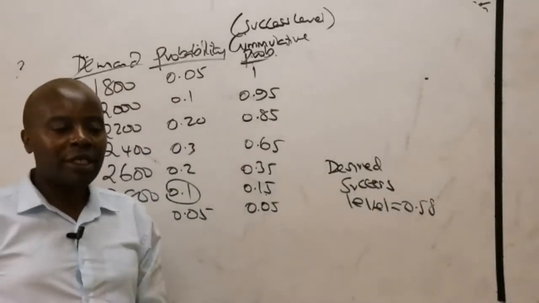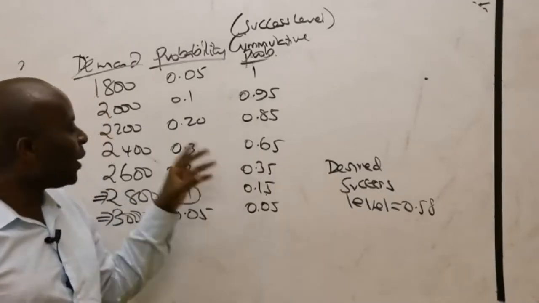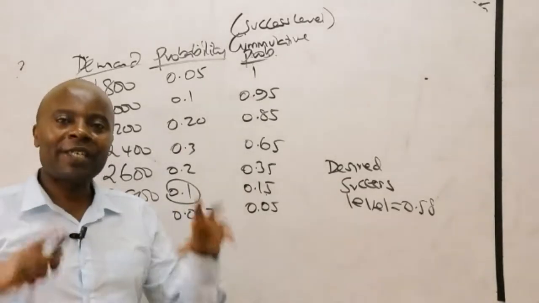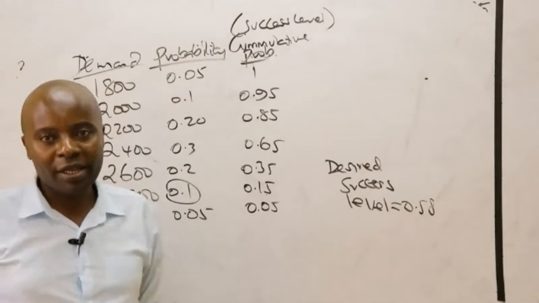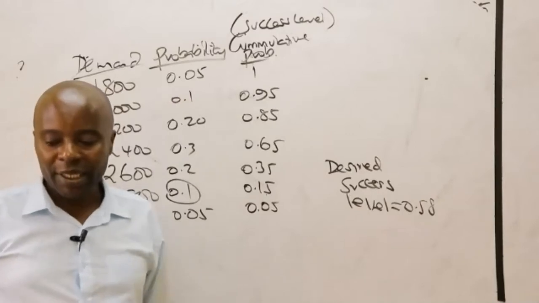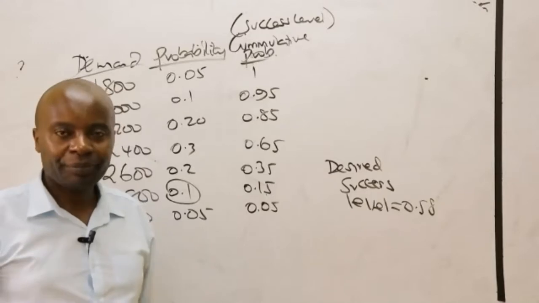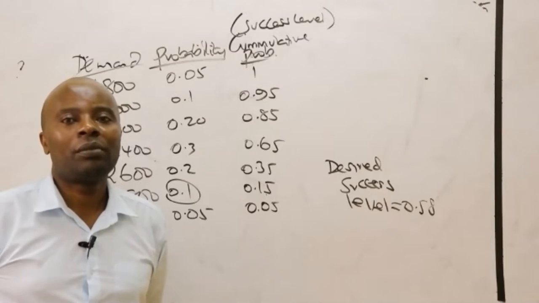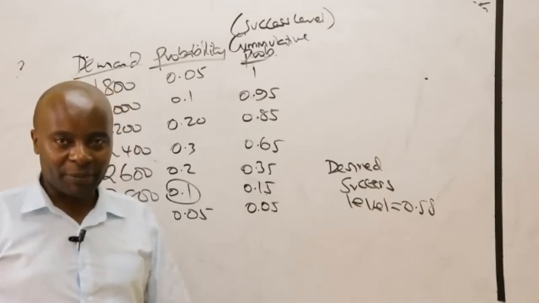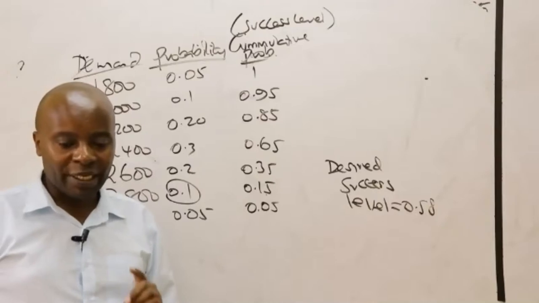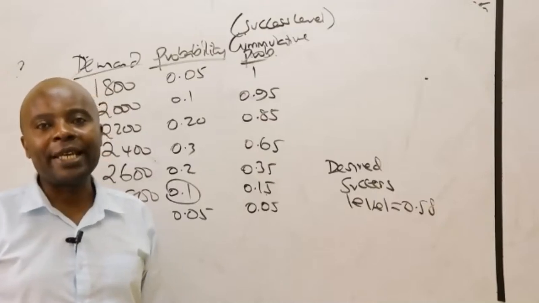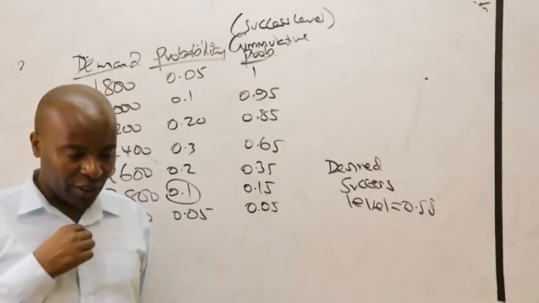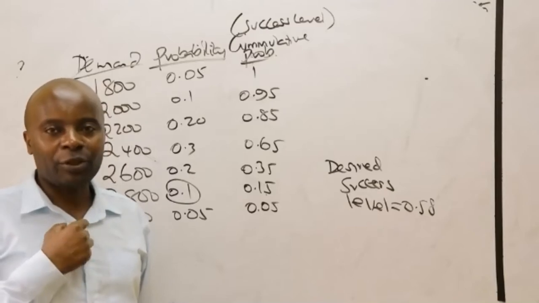So ladies and gentlemen, with this desired success level, I would want somebody to interpolate for us and give us the exact number of units that we need to stock. Because here there is some interpolation. Take a minute, or take 5 minutes, and give me the exact quantity that we need to stock.